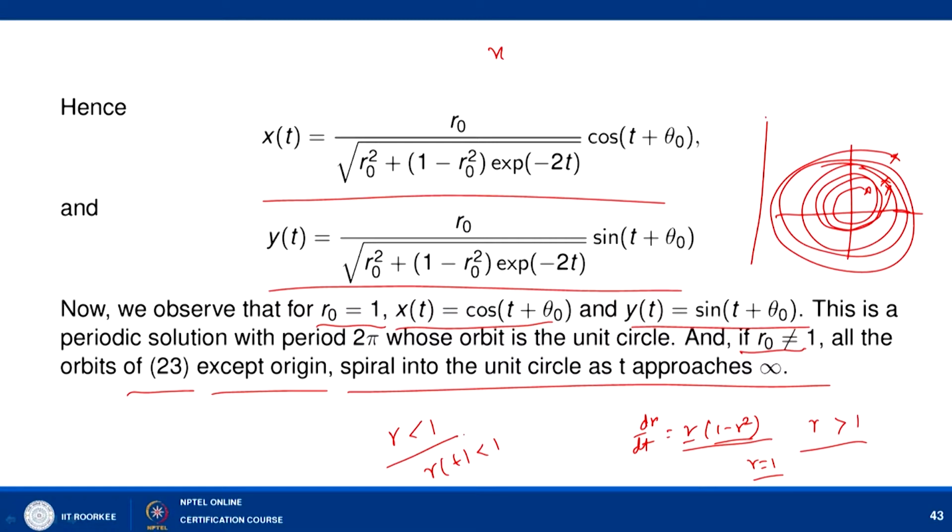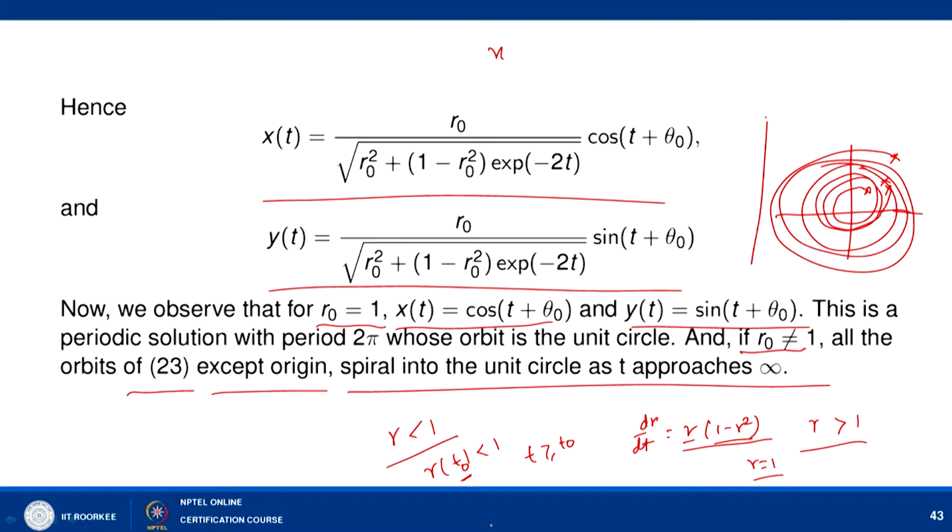So, it means that if at any time, let us say t naught, r of t naught is less than 1, then at this particular point dr by dt will be what? This is less than 1 but positive, so dr by dt at t naught is positive. So, it means that for t greater than t naught, your radius vector will increase, right.